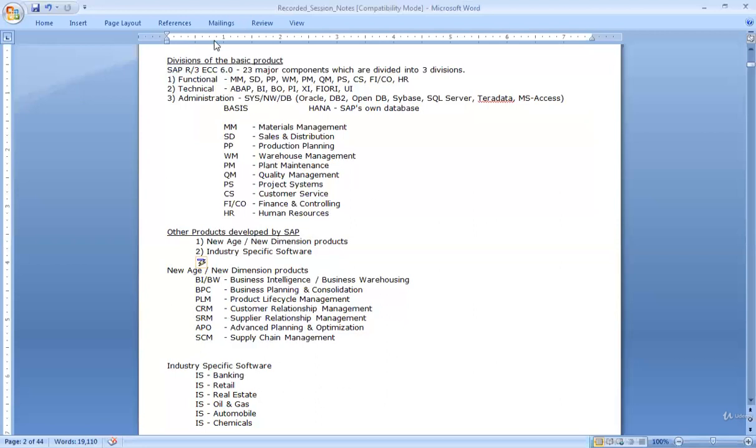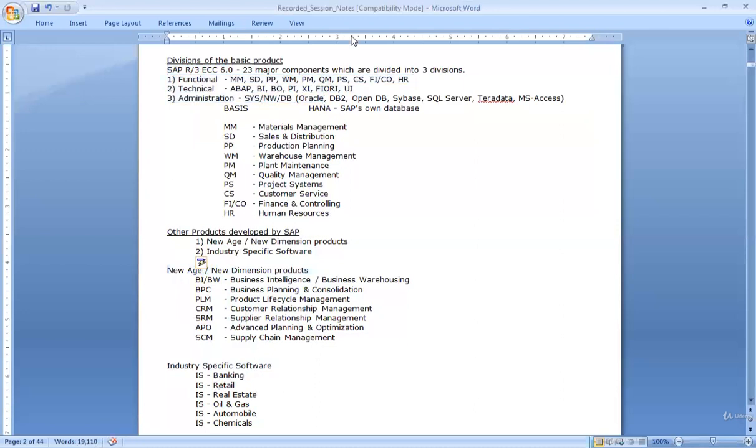Now, that's also one reason why SAP called this product the core component, because this becomes like the hub. This product was designed to be the hub around which all the other products developed by SAP are going to be linked and used by the company. So in order for any company to use either the new age or new dimension products or the industry-specific software, they need to have the basic product, without which they cannot use any of these products directly.